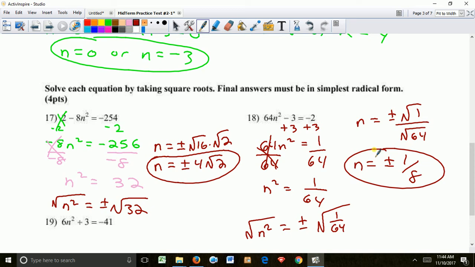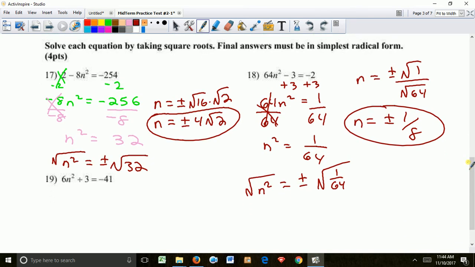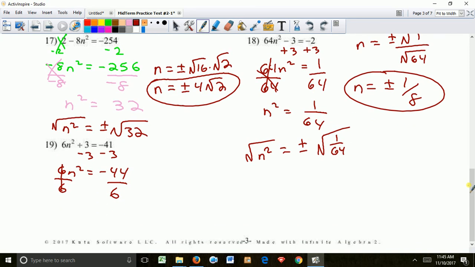For number 19, you will get imaginary numbers. So in this case, you can subtract 3 from both sides and get 6n squared is equal to negative 44. Divide both sides by 6. Now you have n squared is equal to negative 44 over 6. Simplifying this a little bit, 2 goes into 44 22 times, and 2 goes into 6 3 times. So now you have n squared is equal to negative 22 thirds.